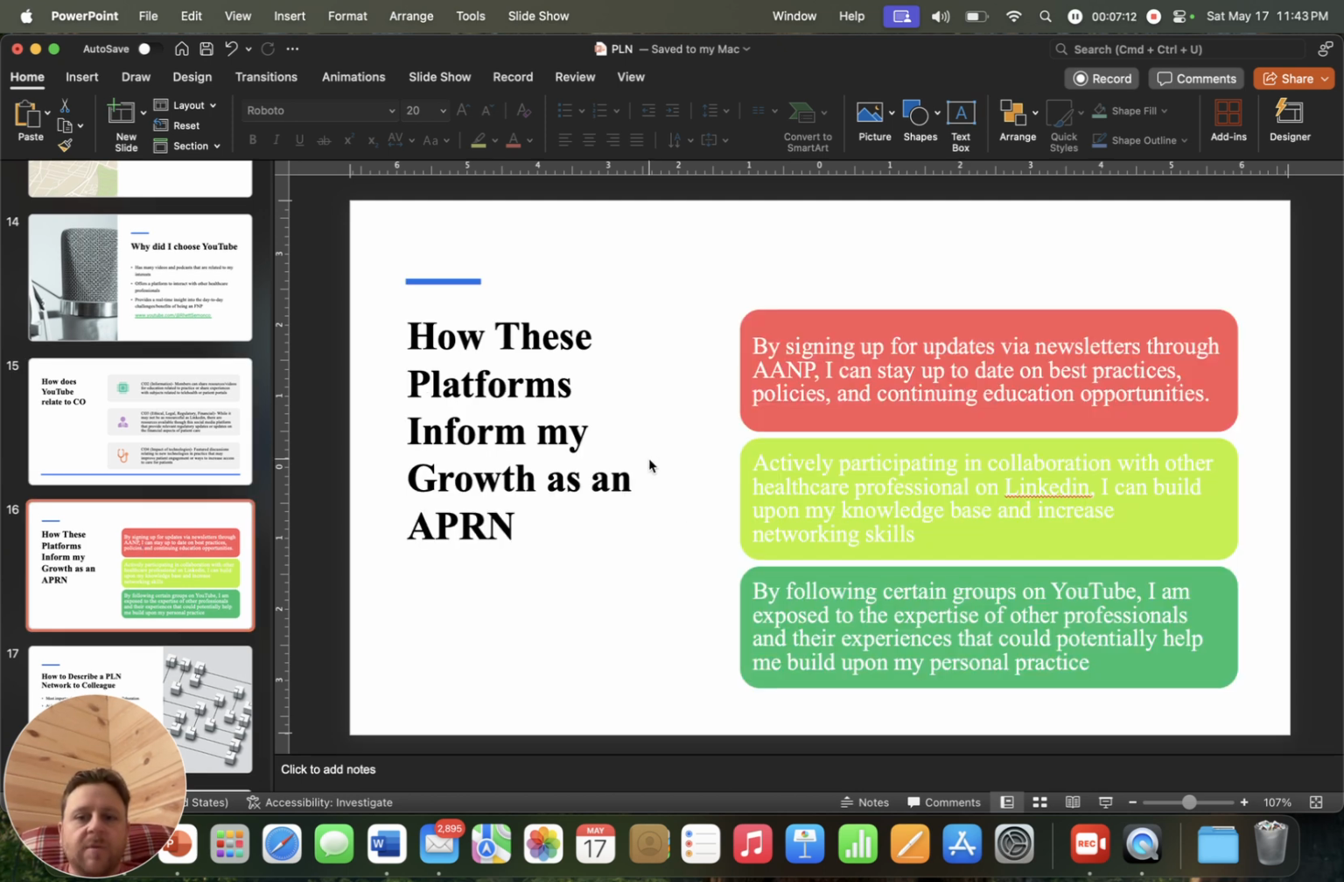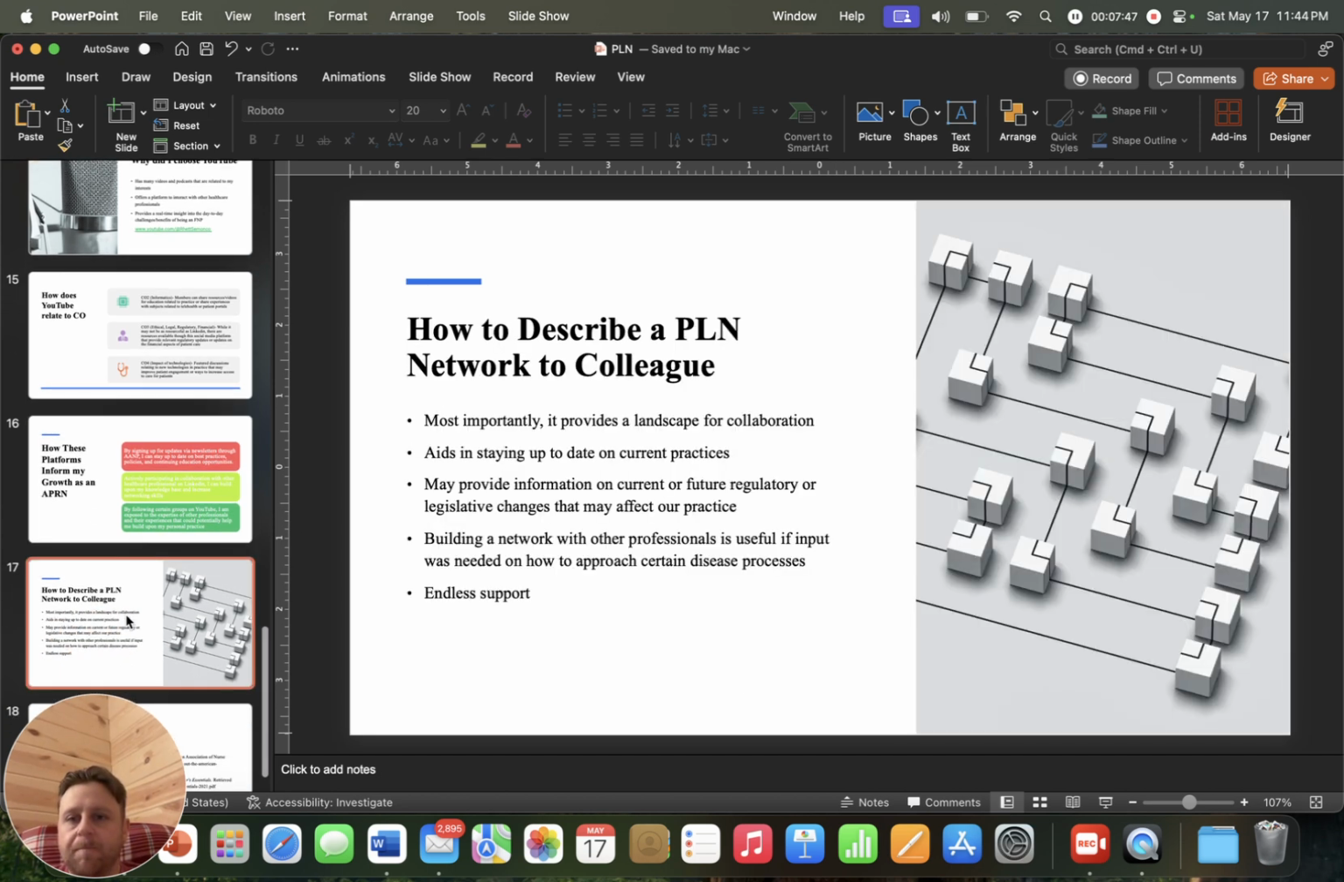So how do these platforms inform my growth as an APRN? By signing up with AANP for the updates, I get the newsletters. I can stay up to date on best practices, policies, and CEUs or continuing education opportunities. By actively participating in collaboration with other healthcare professionals on LinkedIn, I can build upon my knowledge base and increase networking skills. And through social media, the YouTube account, I am exposed to the expertise of other healthcare professionals and their experiences that could potentially help me build upon my personal practice.